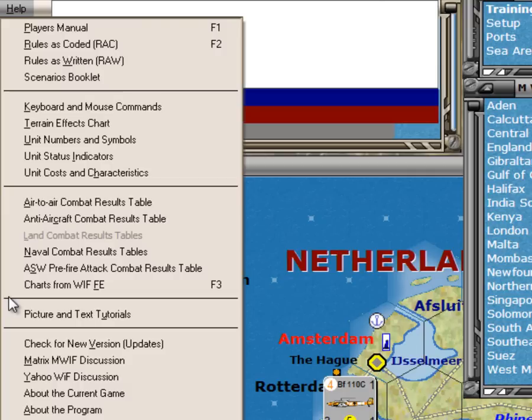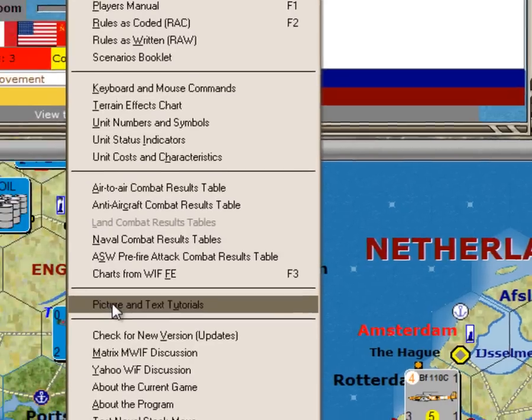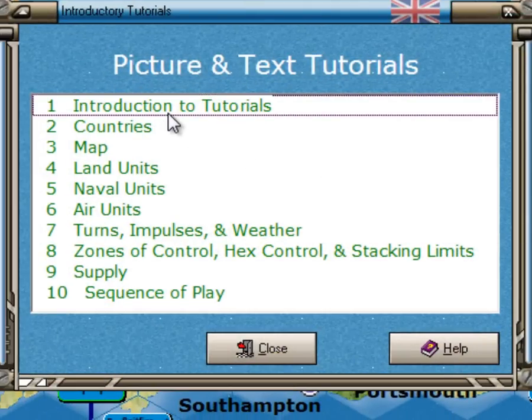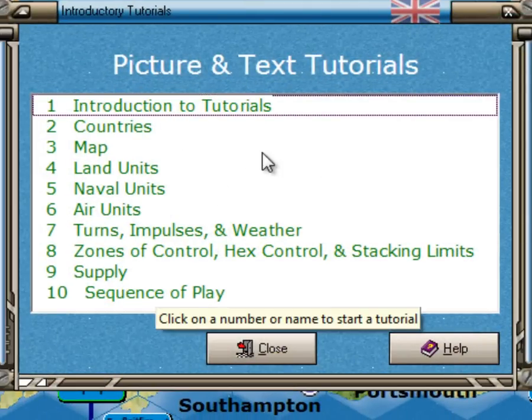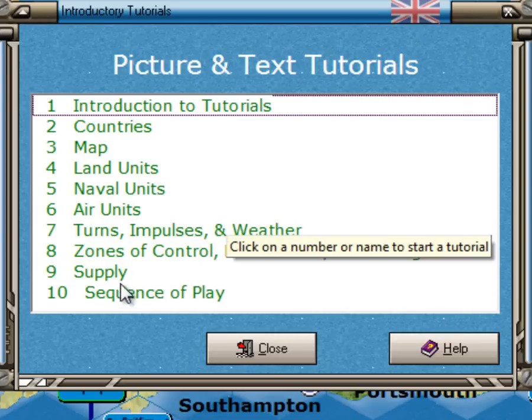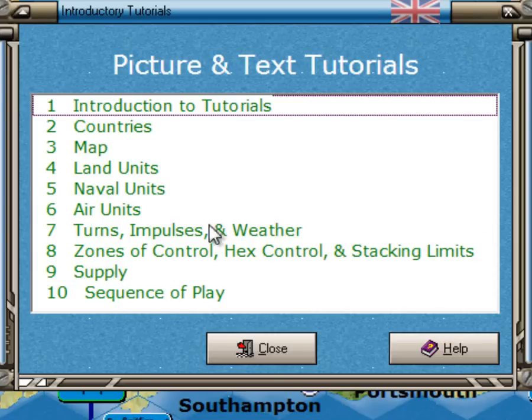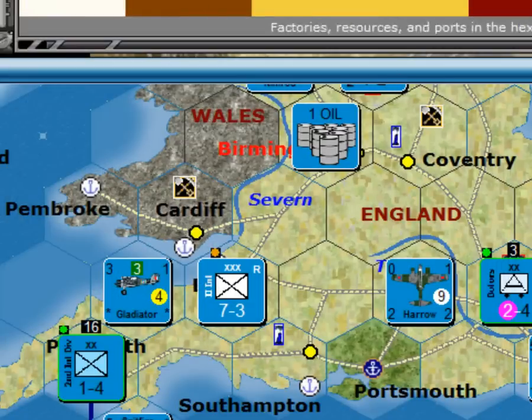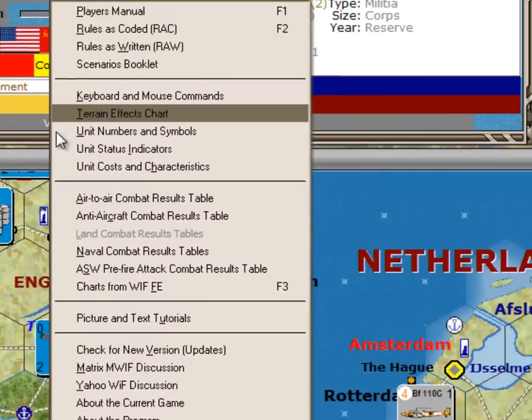But some of you might be very used to using those and find them more convenient. You can go out to the picture and text tutorials. All 10 of these are available, and if you click on one of these, it brings up the tutorial, and you can jump to any of the pages that you want within each tutorial. So if you want a quick refresher on the supply rules or a quick refresher on the sequence of play, you can go out to the picture and text tutorials using the help menu.